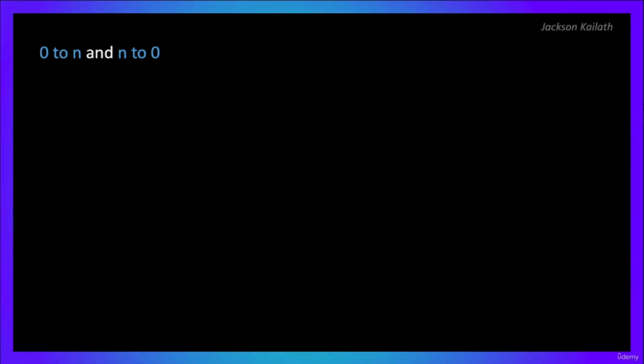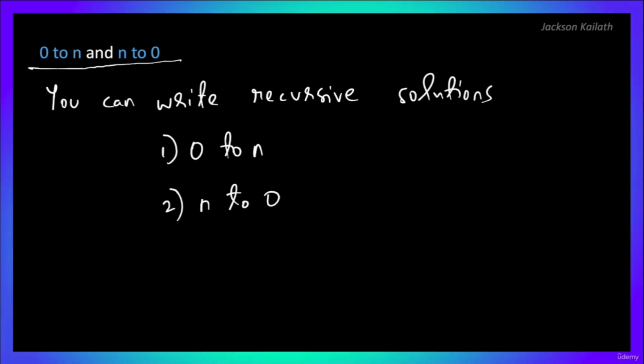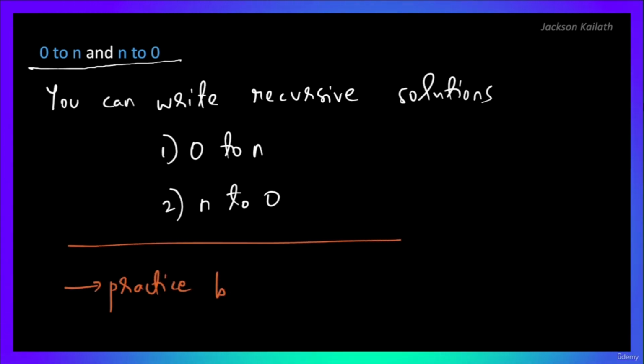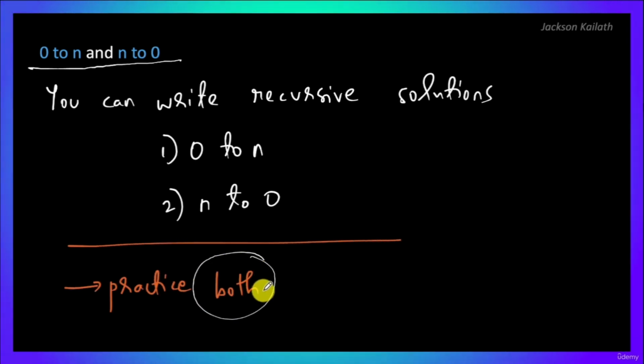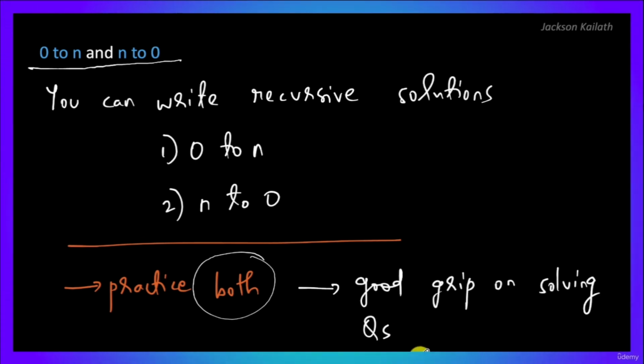Hey everyone, welcome back. We have discussed so far various interesting things regarding recursion. Another important thing to know about recursion is that you can write recursive solutions either going from 0 to n or n to 0. Now remember, it's interesting to know that this is possible, but if you can practice writing solutions in both ways, it's very helpful because it will help you develop a good grip on solving coding interview questions. So let's go ahead and try this out together.